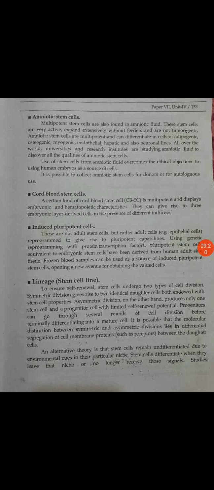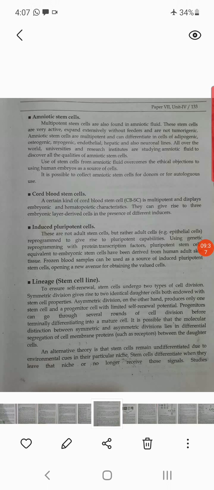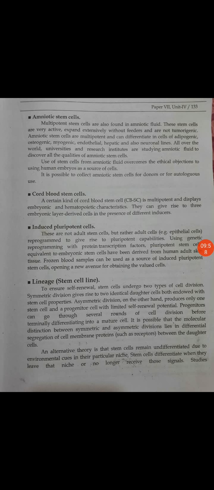Amnion. What is amnion? Amnion is an extra embryonic membrane. We studied it in embryology. So here, multipotent stem cells are also found in amniotic fluid. These stem cells are very active, expand extensively without feeders and are not tumorigenic. And amniotic stem cells are multipotent and can be differentiated into cells of adipogenic, osteogenic, myogenic, endothelial, hepatic and also neuronal lines.